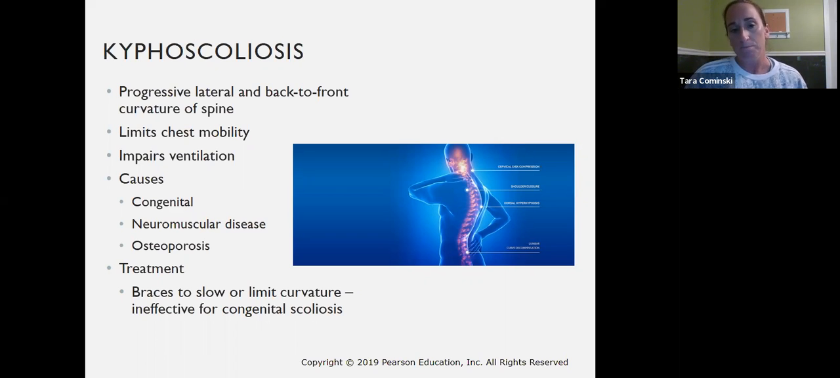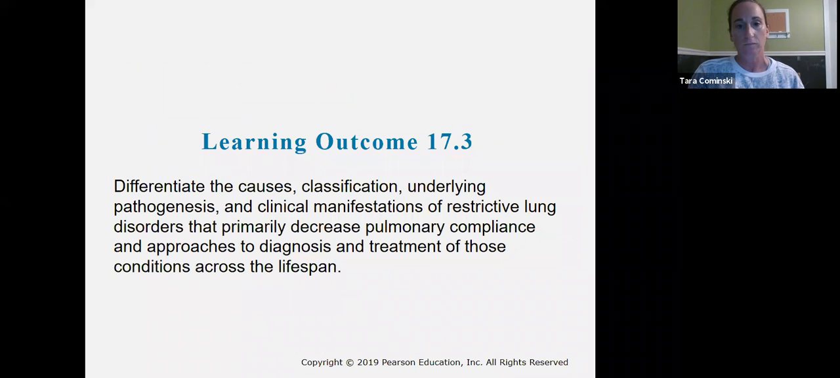Okay, as for treatment, there are braces that can help correct the deformity, right? However, if it's congenital scoliosis, those braces really don't help. So potentially, surgery could correct something like that as well.